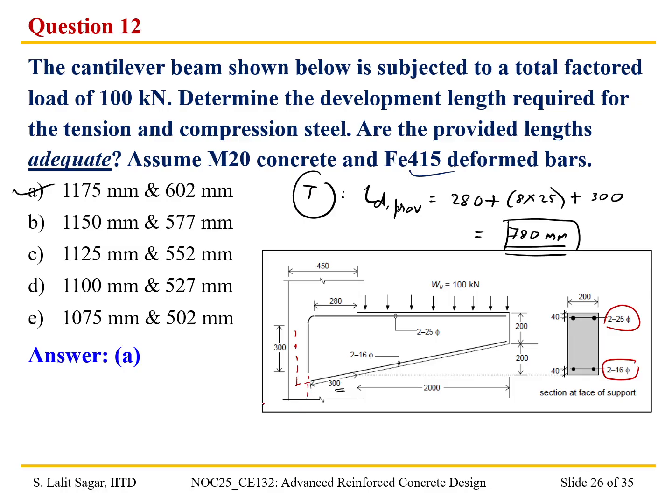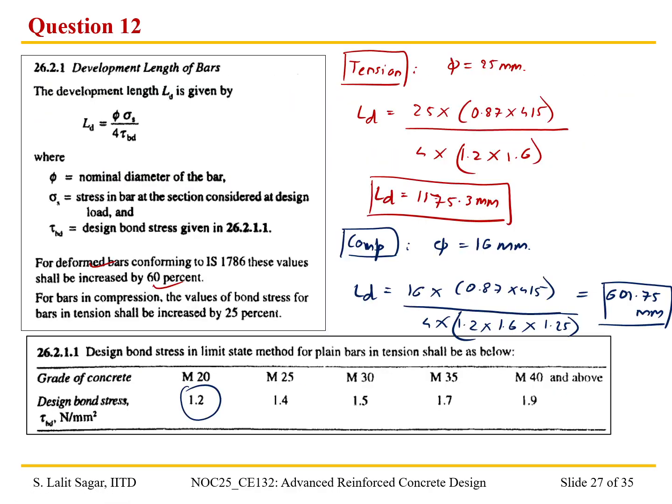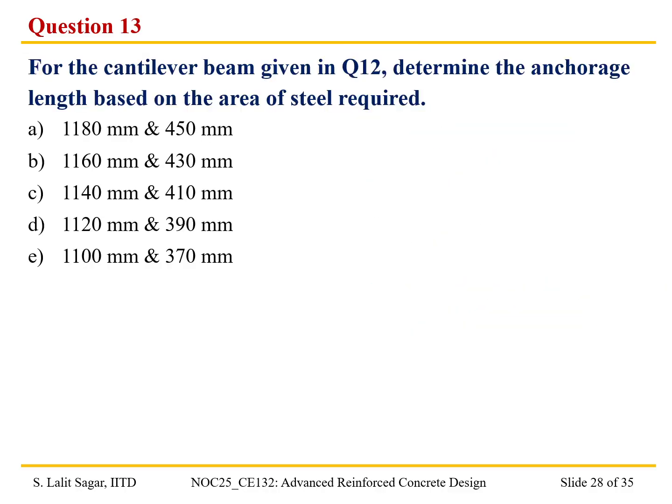So let us look into the next part of the question. I mean, the next question. Okay. It is all part of a big composite problem. So for the cantilever being given in question 12, determine the anchorage length, based on the area of the required steel.